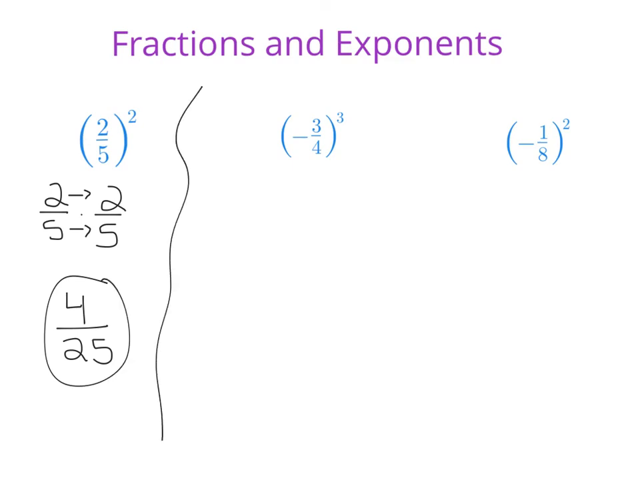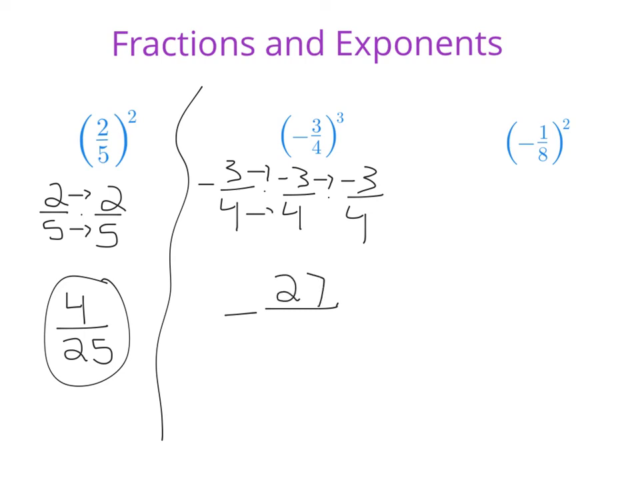Alright, next one. Let's see, negative in parentheses, odd exponent. Negative 3/4 times negative 3/4 times negative 3/4. Alright, so a negative times a negative is a positive, times a negative is a negative. 3 times 3 is 9, times another 3 is 27. 4 times 4 is 16, times another 4 is 64. Negative 27 over 64.